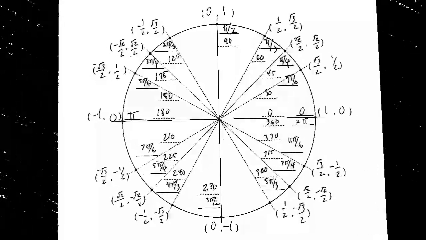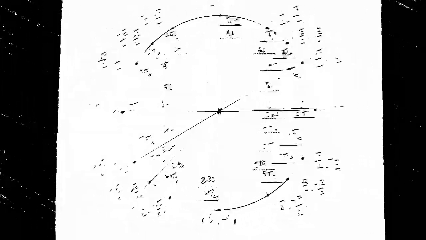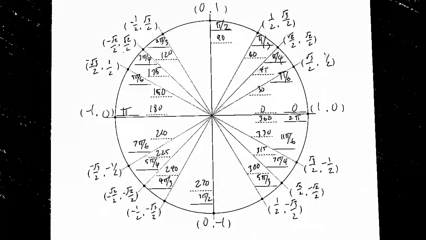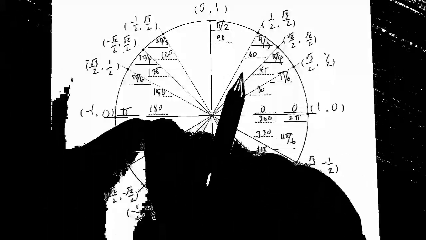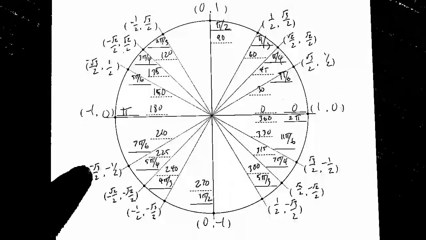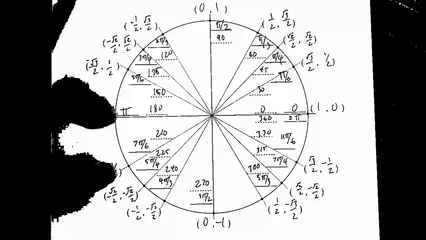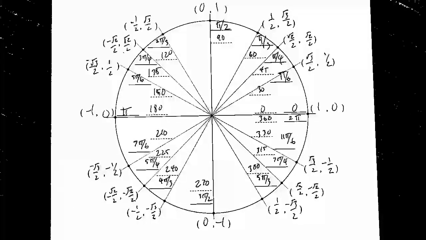The way that I remember it is I'm looking at the long, the medium, and the short side. The long side is always root 3 over 2. The short side is always 1 half. And then the medium side is always root 2 over 2.